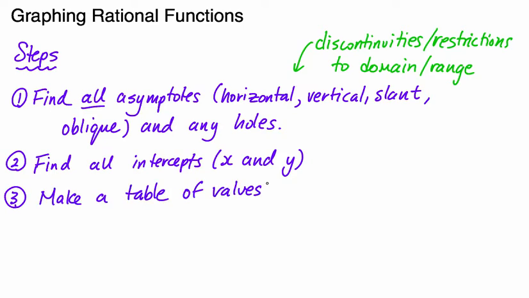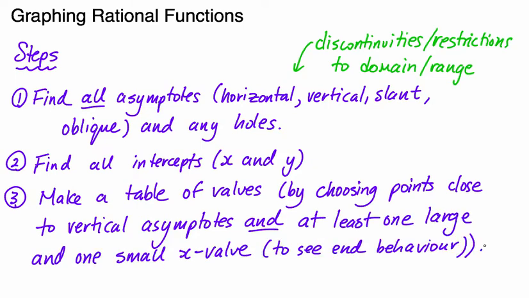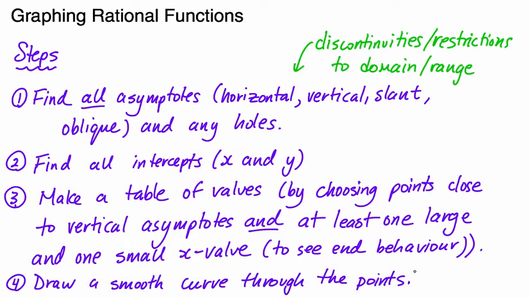And when you're making your table of values, it's a really good idea to choose some points close to your vertical asymptotes, and also choose a really large and a really small value to see the behavior of x being a large positive or x being a large negative number. And once you've done all three of these steps, you're basically going to just draw a smooth curve through all of the points. If you don't have enough points to draw a smooth curve, go back to step 3 and add additional points to your table of values.